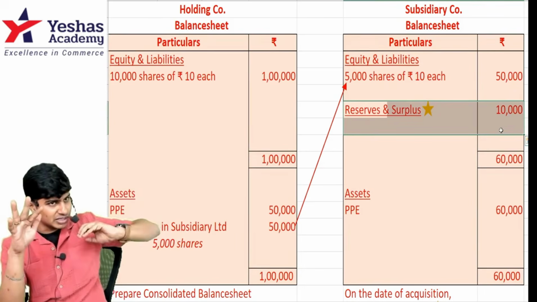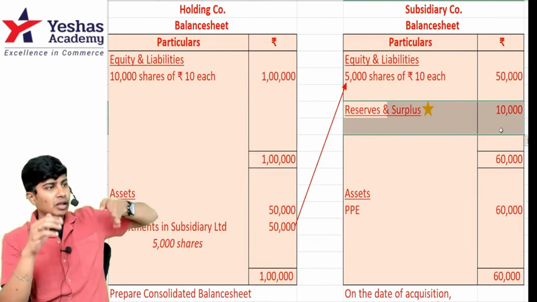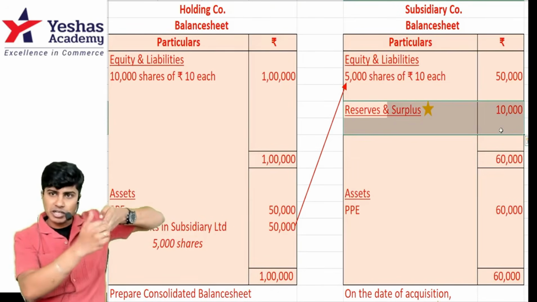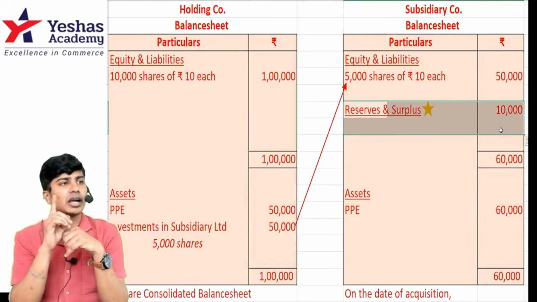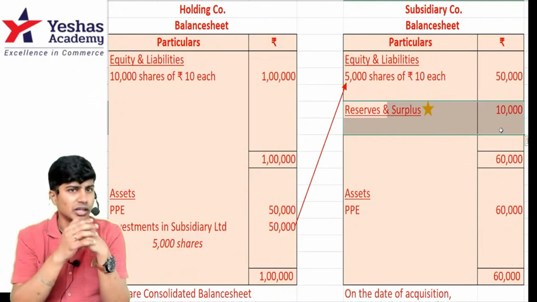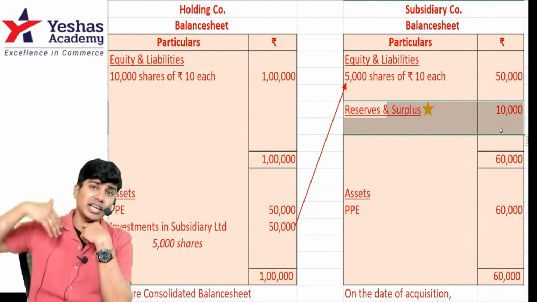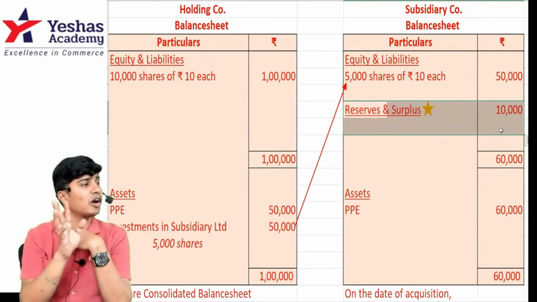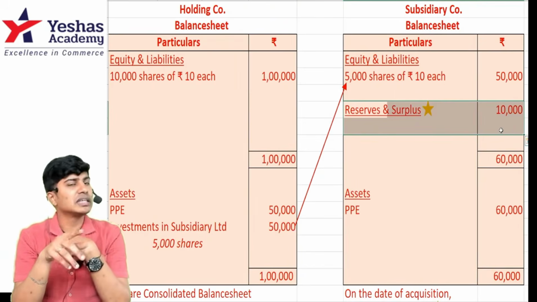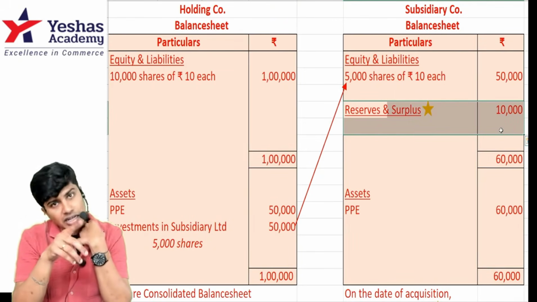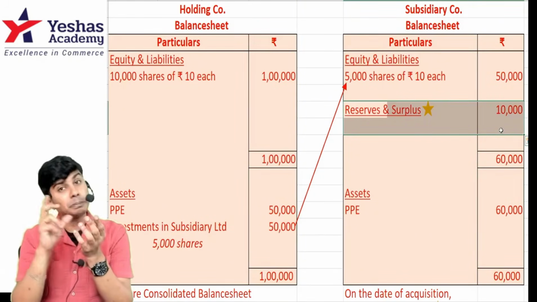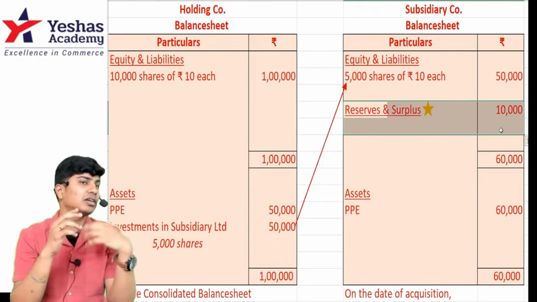What if I acquired the shares in the subsidiary in the middle? Before I joined, the subsidiary has earned some profit. After I acquired the shares, it has earned some profit. If I was there from the day the subsidiary started, then the entire profit is post acquisition. But if I acquired the shares in the middle, then some profits are pre-acquisition, some profits are post-acquisition.